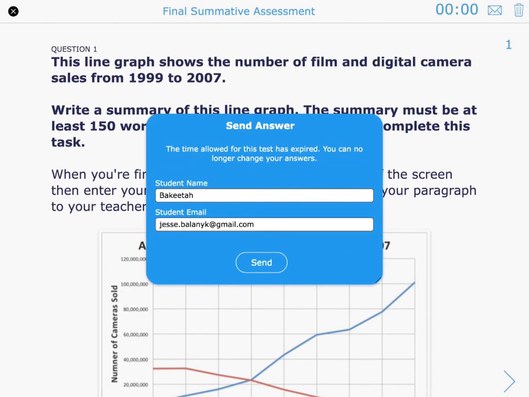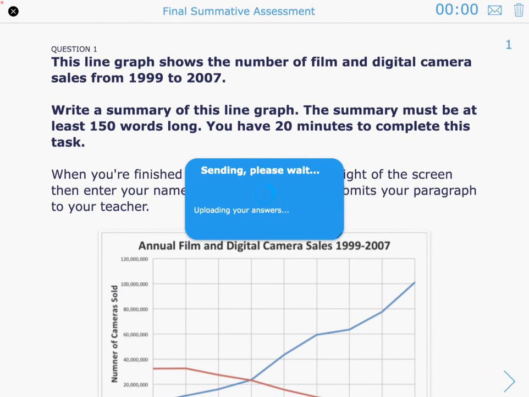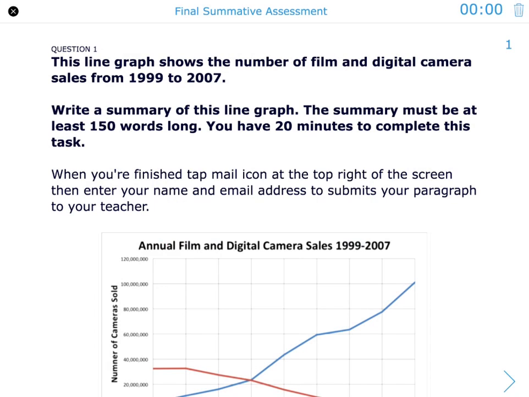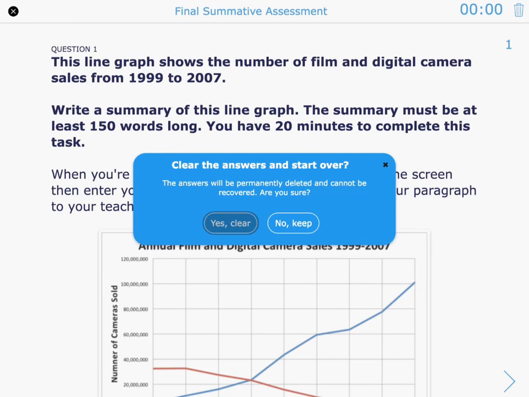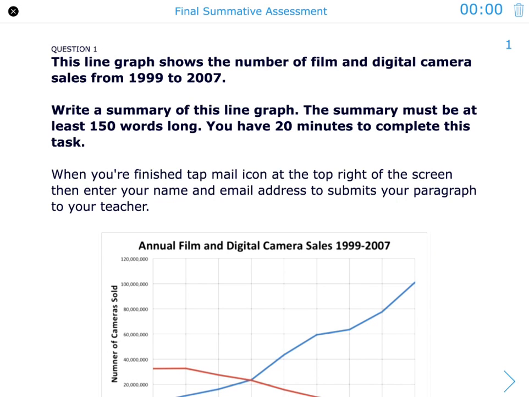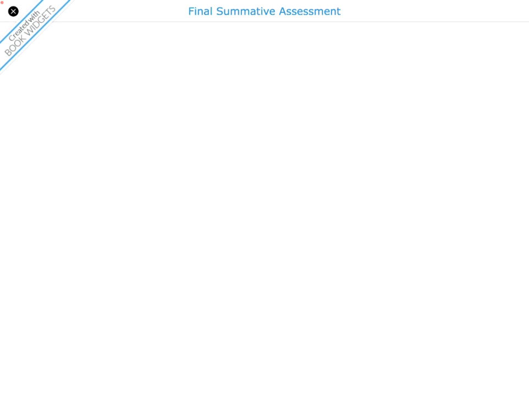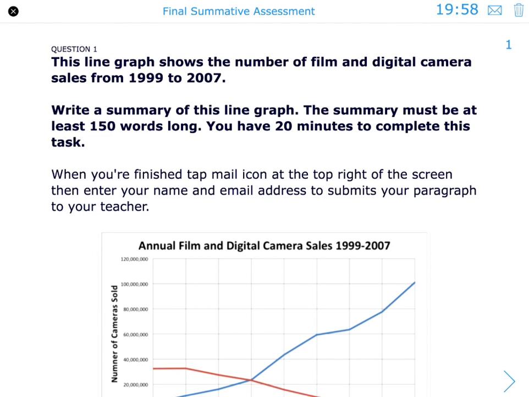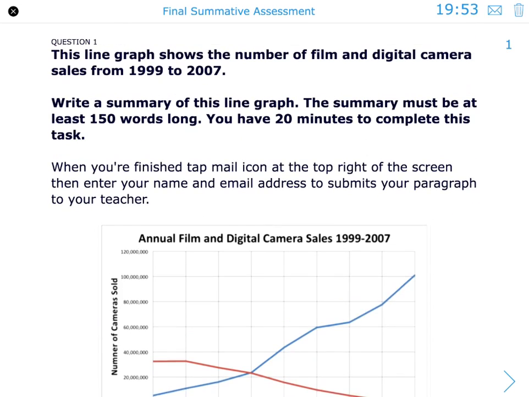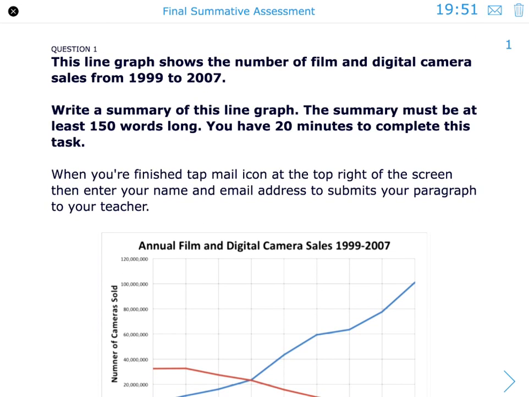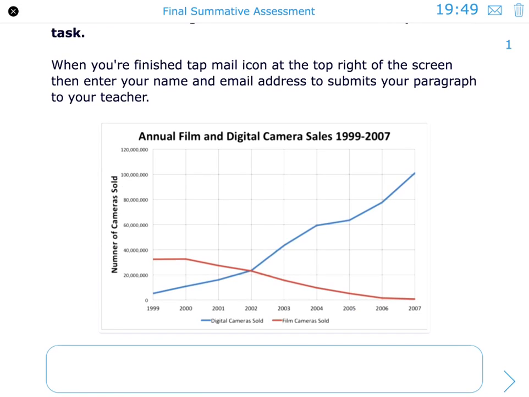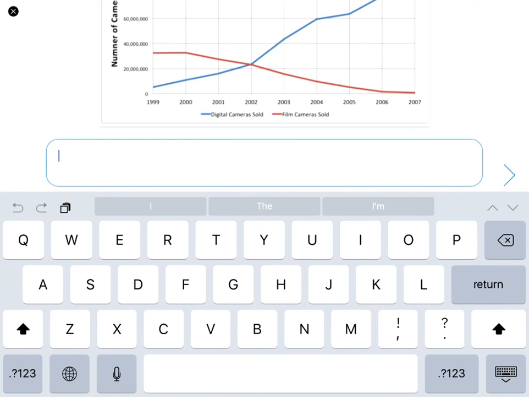timer, which allows one of my students to complete this. So I'm going to reset it here, clear my answers. Alright, so now you see in the upper right hand corner of the screen a timer that's running down. You see a line graph and the instructions very clearly written, and if I scroll down slightly, there's a text box. So the students actually write their summary here.